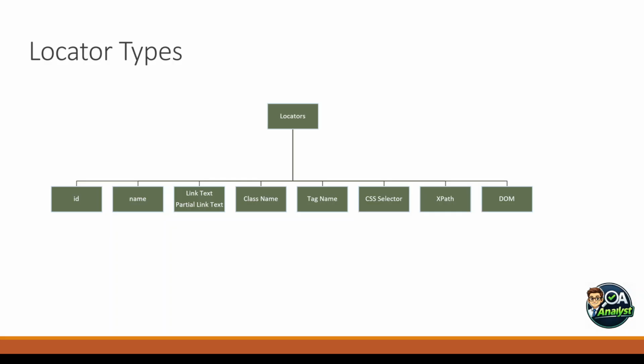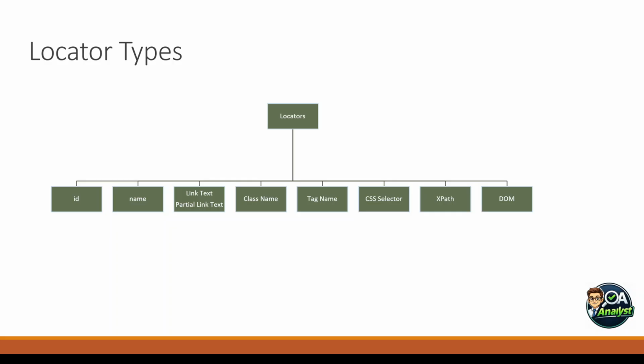The next is tag name. Tag name is used when you want to find multiple elements. Let's say, for example, find the number of links on the page, or the number of images on the page. We can simply use tag name and pass the particular image tag, right? That way we use a tag name. It is useful for tables, lists, and bulk operations.